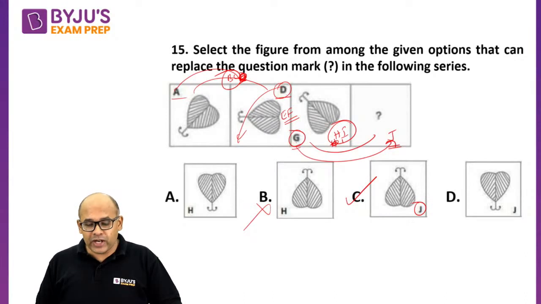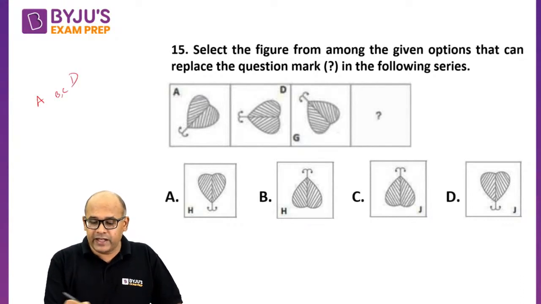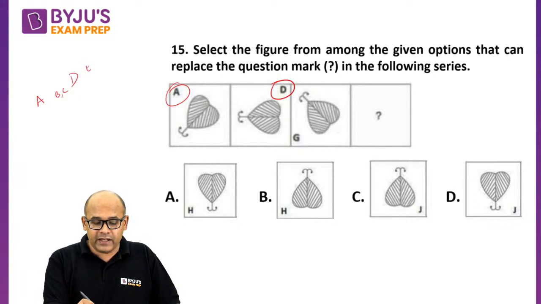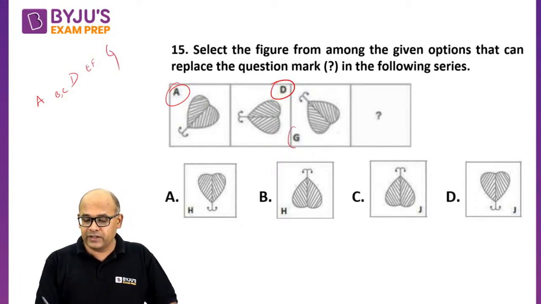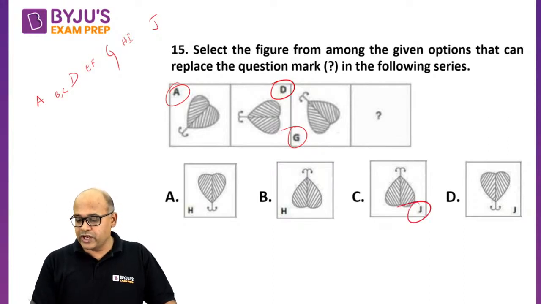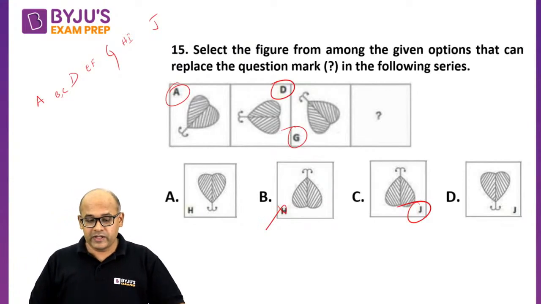How letters came, Bhushan, I already explained, you didn't follow? See, A, then B, C gap, then D. So A, 2 gaps, B, C, then D. Then E, F gap, then G. H, I gap, then J. Okay, so J should be the correct answer, not H. Clear? Let's move on.